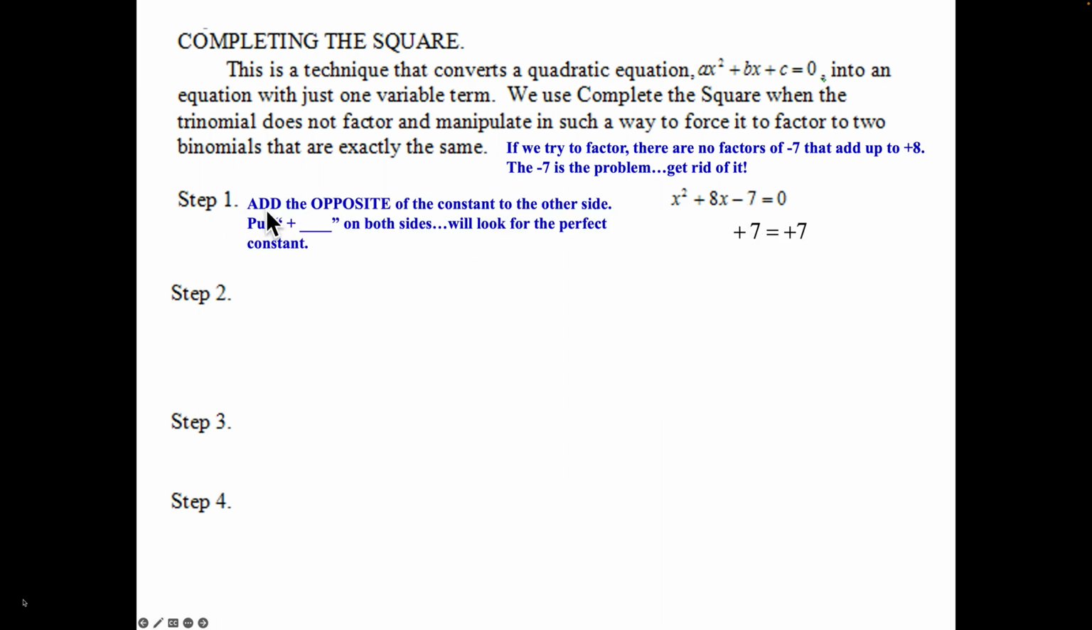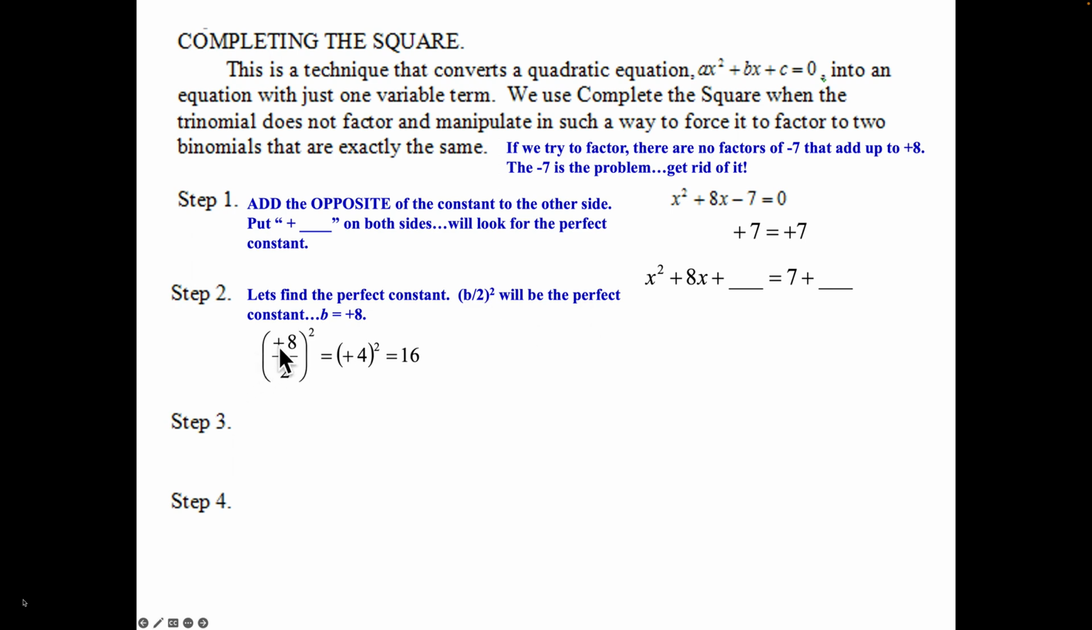How do I get rid of it? You always add the opposite of the constant to the other side. So I'm going to add the 7 over, and at the same time, I'm going to put a plus blank on both sides. To remind myself, I want to find the perfect constant that allows me to factor this. Now, how do I find that perfect constant? That's step 2. To find that perfect constant, you take the b value. That's what's multiplied to x to the first power. You take the positive 8, you divide it by 2, and you square it. So positive 8 divided by 2 is a positive 4 squared is 16.